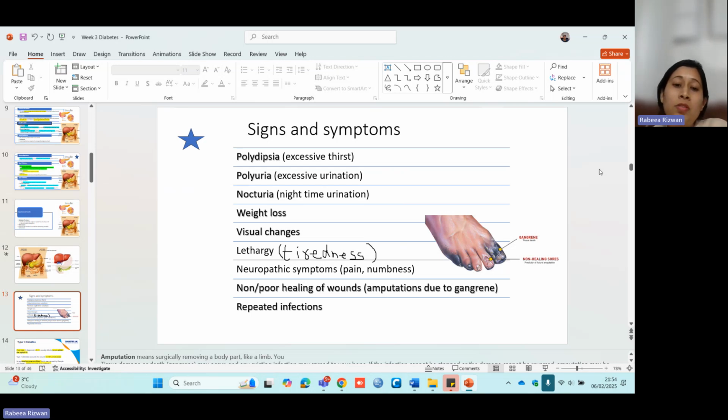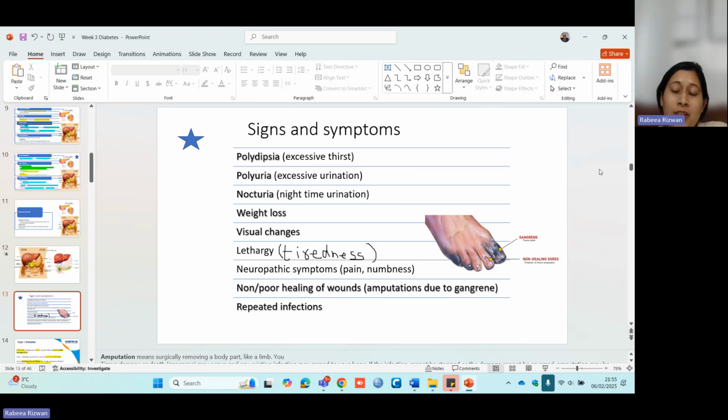That also causes excessive weight loss, and high blood glucose levels affect other organs and systems of the body, such as the eyes, and cause visual changes. Nephropathy, neuropathy, which means the nervous system is affected, causing numbness. Such people feel frequent tiredness, which means lethargy.